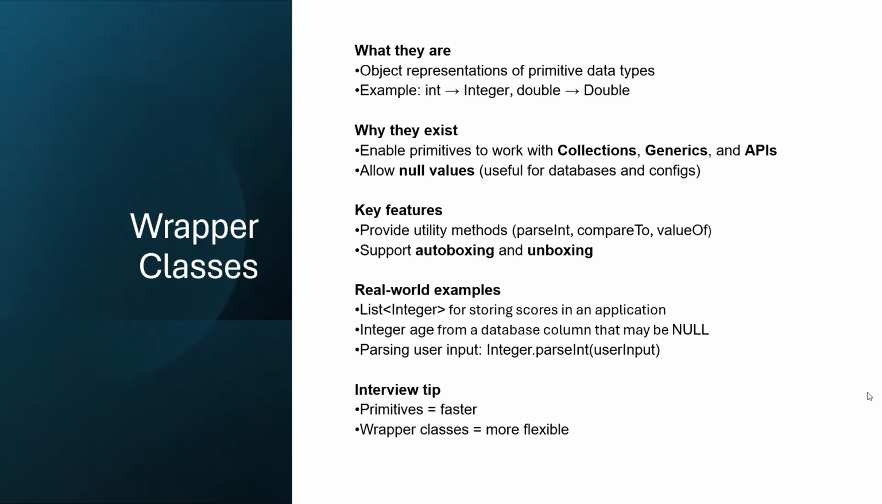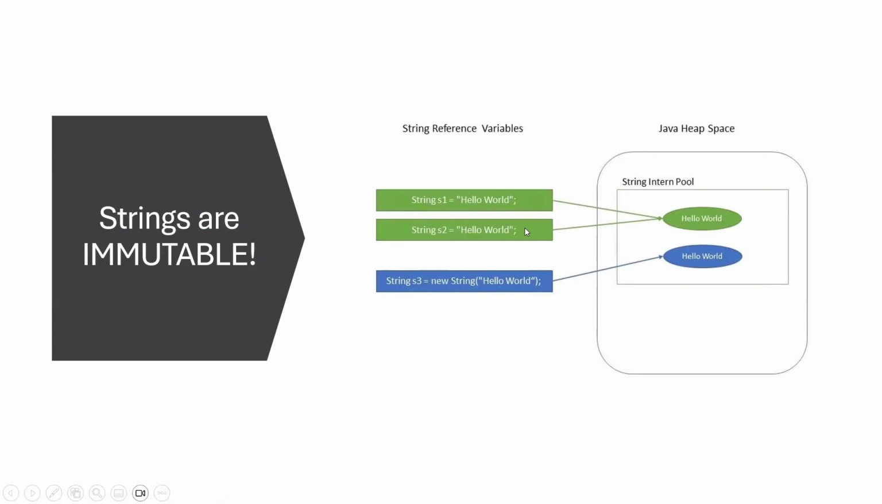And of course, primitives as a whole are faster to use because they don't have methods. Wrapper classes allow more flexibility because you have these utility methods. And you can also use them in various other data structures such as collections, generics. So let's move on to some example problems we can solve using wrapper classes. That's another lecture.